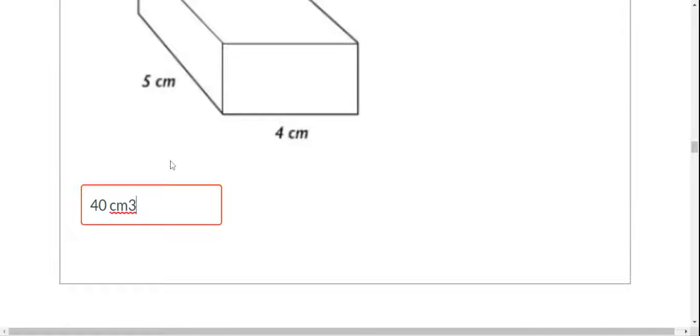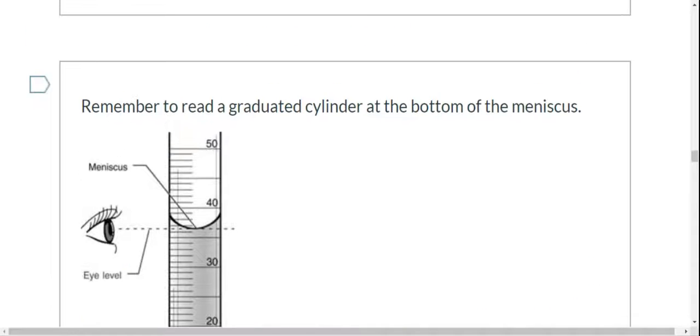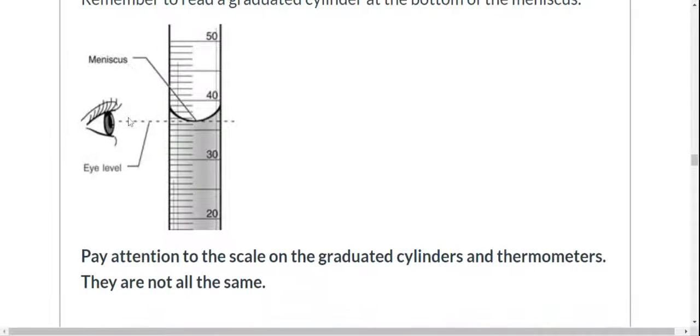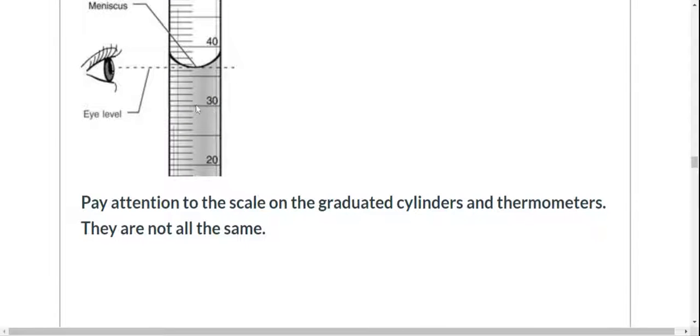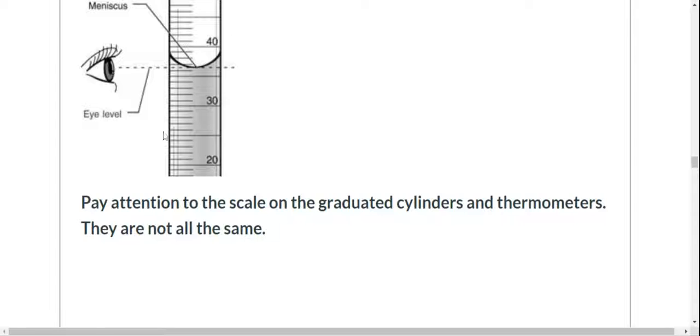So that's solid objects, especially regular shaped solid objects. Then to do liquids, I talked about measuring using a graduated cylinder. We look at the bottom of the meniscus here, and we want to pay attention to our scale, because they're not all the same. On this one we have 30 and 40, so this would be 31, 32, 33, 34, 35, 36, 37, 38, 39, 40. So this is about 36 and a half milliliters.